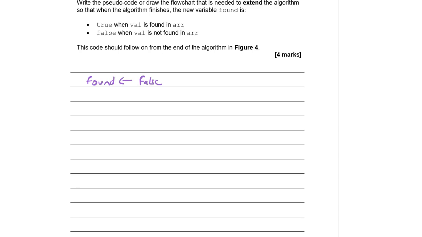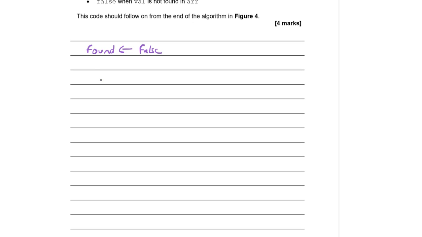So how are we going to do this? We need to do an if statement first of all, and again I'm going to capitalise it, to copy AQA's way of doing it. So IF our value equals the array at our index, which is left, so 4, THEN we can change found to true. And we can do END IF. And that should be our answer.